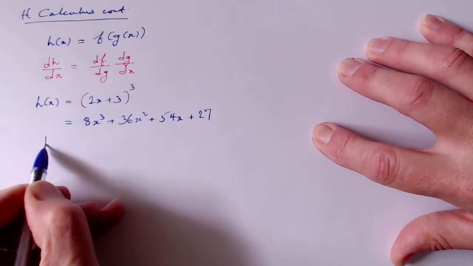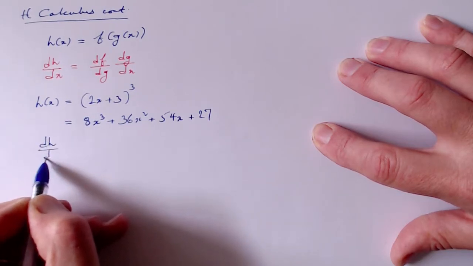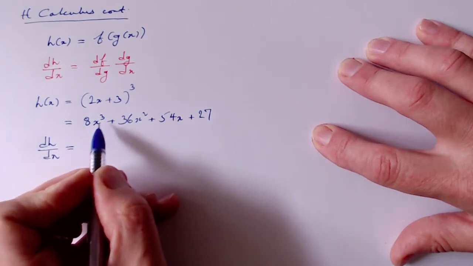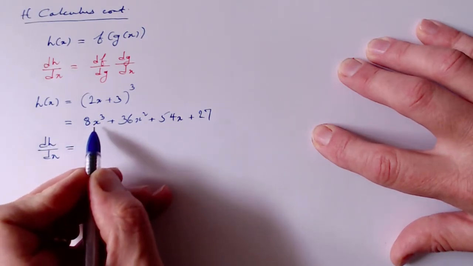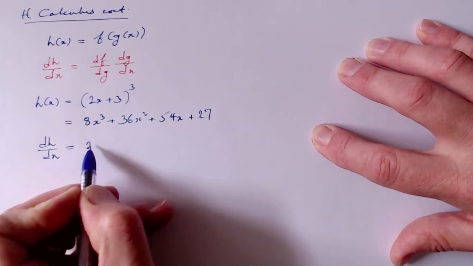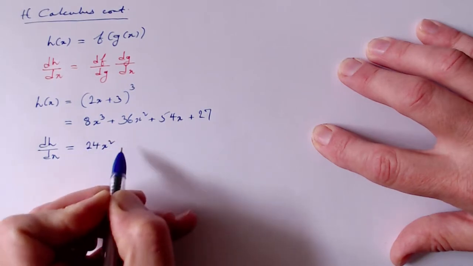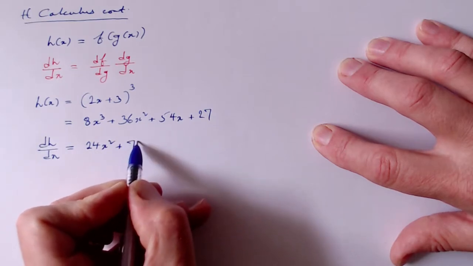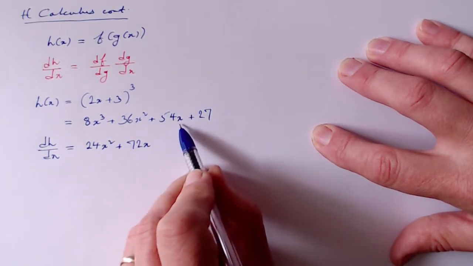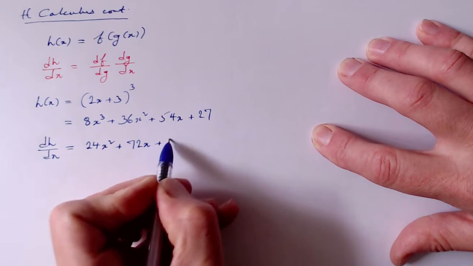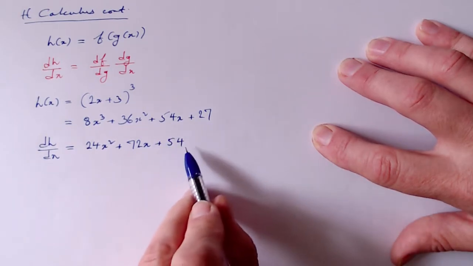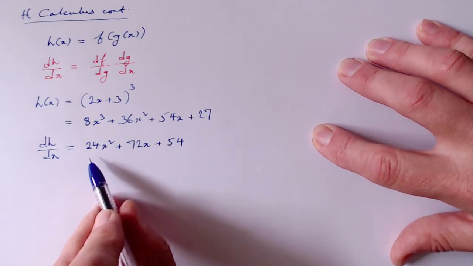Now I can just differentiate this straight away, term by term. So differentiating x cubed, I get 3x squared, and 3 8s are 24. Differentiating x squared, I get 2x, so I have 72x. Differentiating x, I get 1, so I just have 54, and of course differentiating a constant, I get 0. So this is the derivative of that composite function.